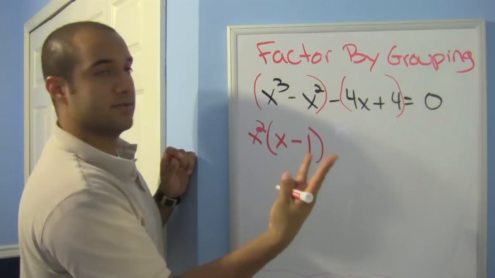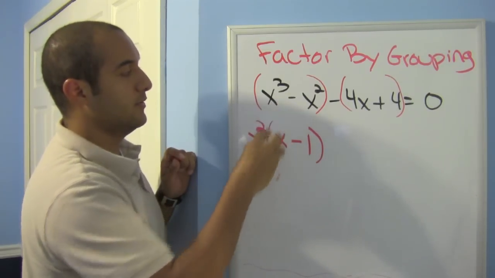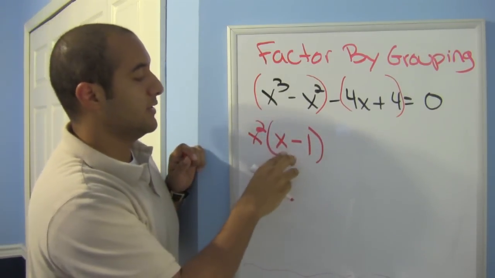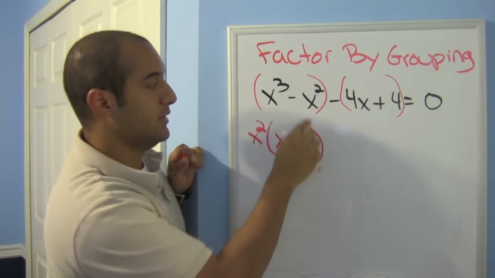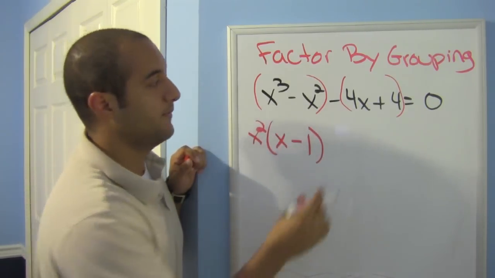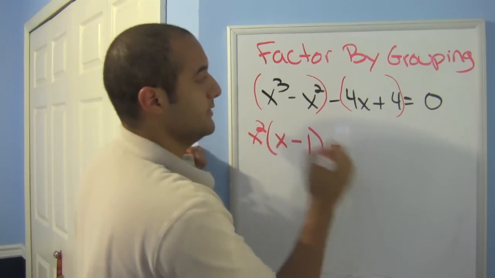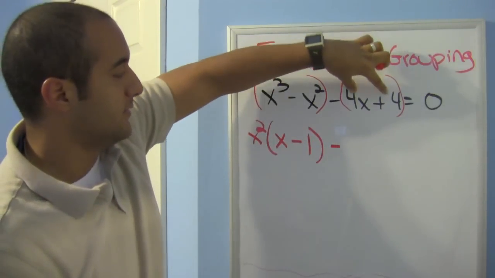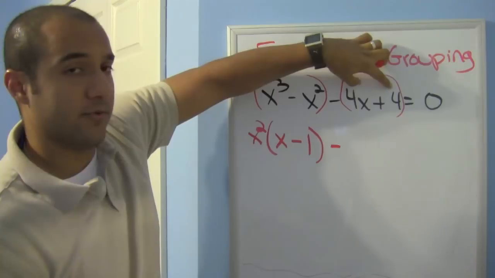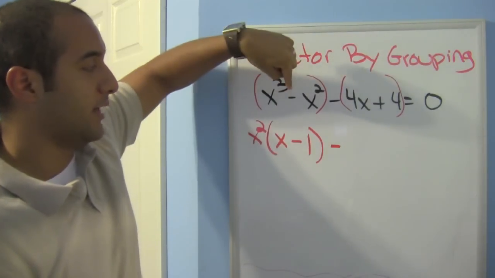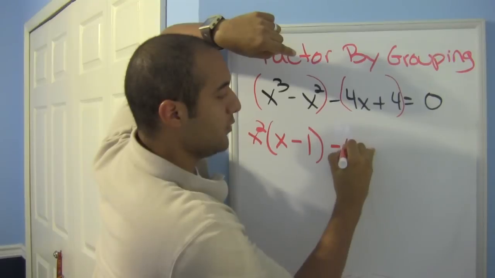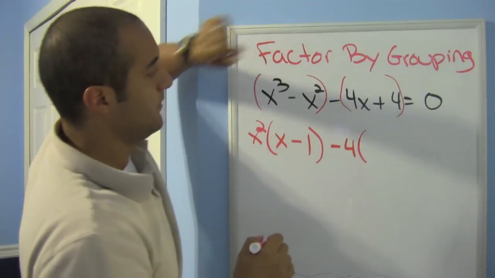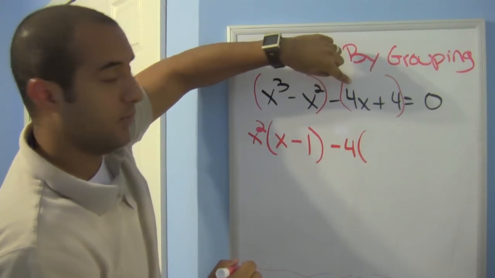2 x's times another x is 3 x's, so it's x to the third power minus x squared times 1 is x squared, so I'm good. Minus, notice what I have here. These share a 4, so I'm going to take a 4 out. Now, notice that when I take this 4 out, what kind of 4 was this?